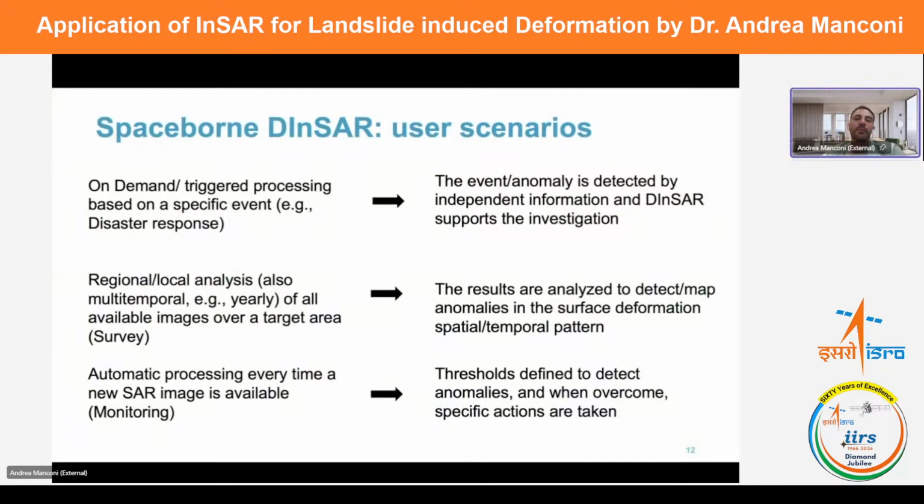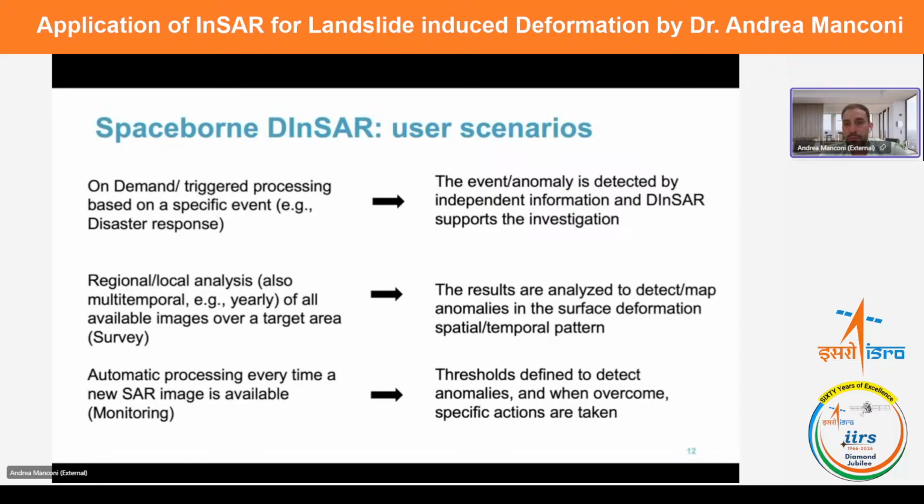But what are the scenarios that we have when we use spaceborne differential radar interferometry? So the first scenario would be a kind of on-demand processing based on a specific event. So an anomaly can be detected because of specific observations in the field, or maybe looking at all the datasets, and we can process targeting this area. And another possibility would be that there is a disaster or some failure, and we get the information afterwards by using differential interferometry.